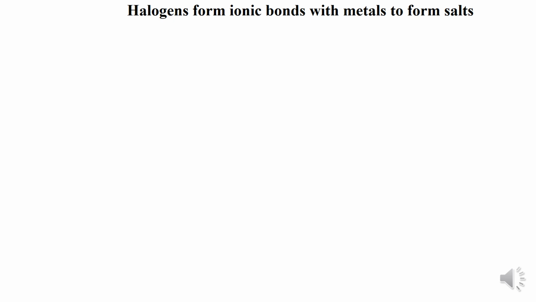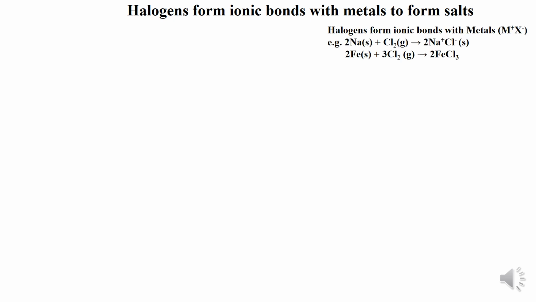Halogens also tend to form ionic bonds with metals to form salts. So halogens form ionic bonds with metals. For example, sodium reacts with chlorine to form the common salt sodium chloride, which is a solid, and iron reacts with chlorine to form ferric chloride.